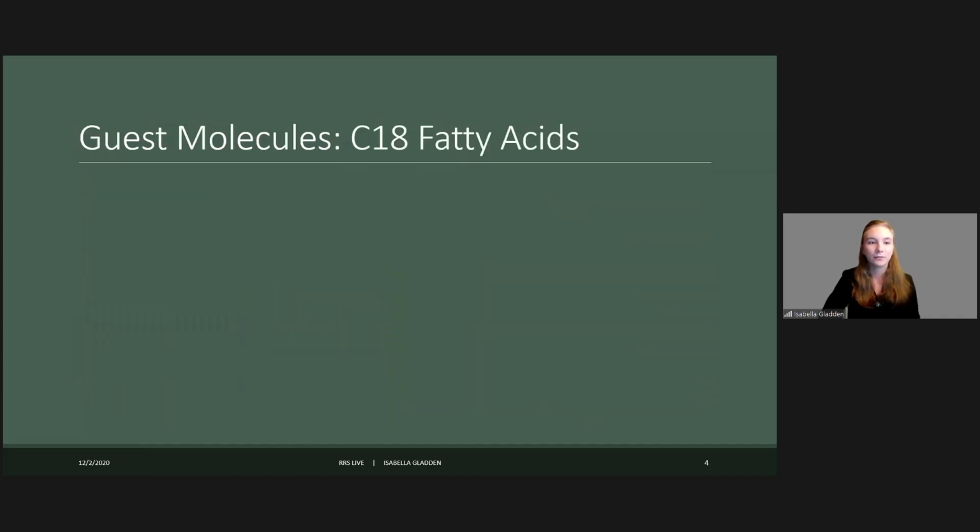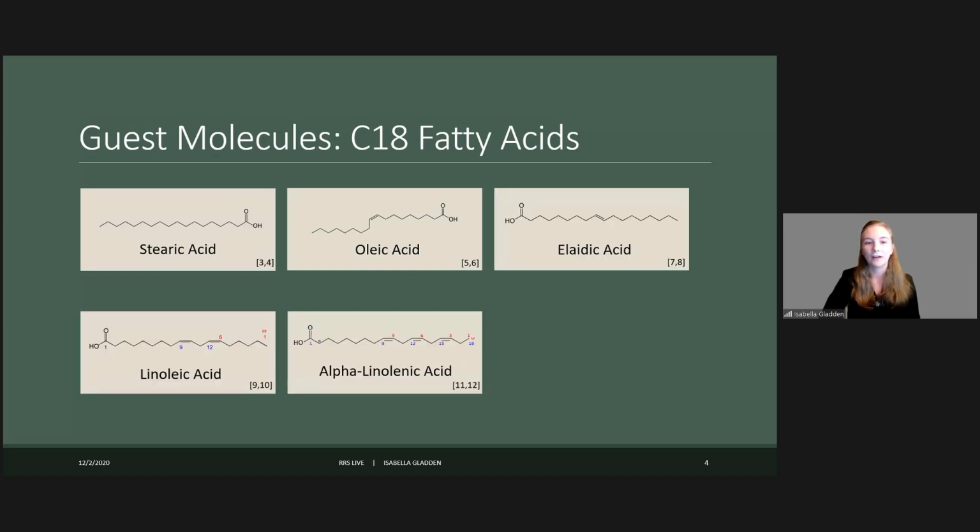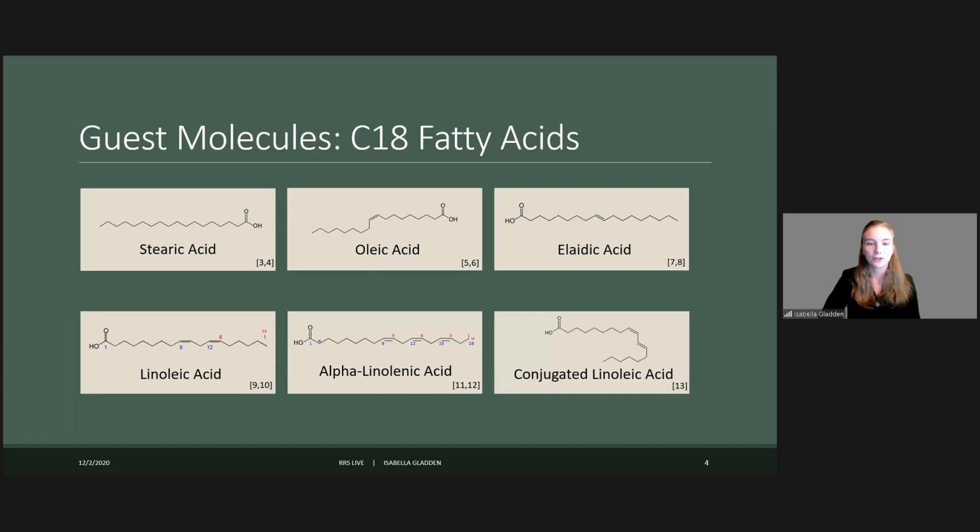In this study, we used fatty acids with chain length of 18 as our guest molecules. These included stearic acid, oleic acid, elaidic acid, linoleic acid, alpha-linolenic acid, as well as conjugated linoleic acid. First, stearic acid is a saturated fatty acid as it does not have any double bonds. Therefore, its three-dimensional structure is very linear.